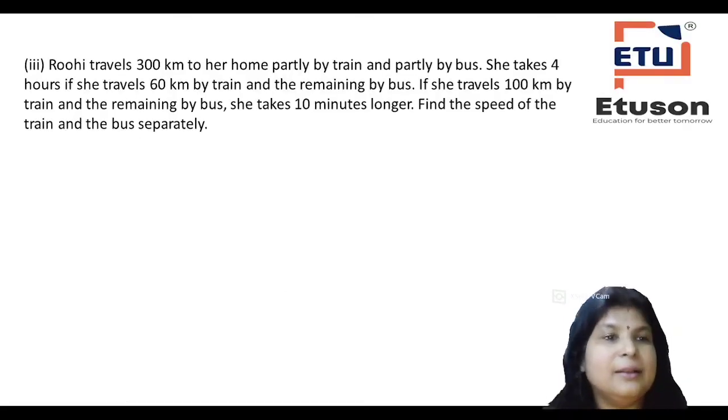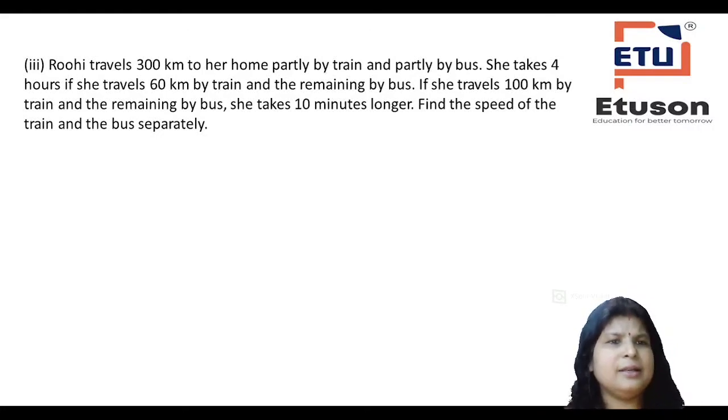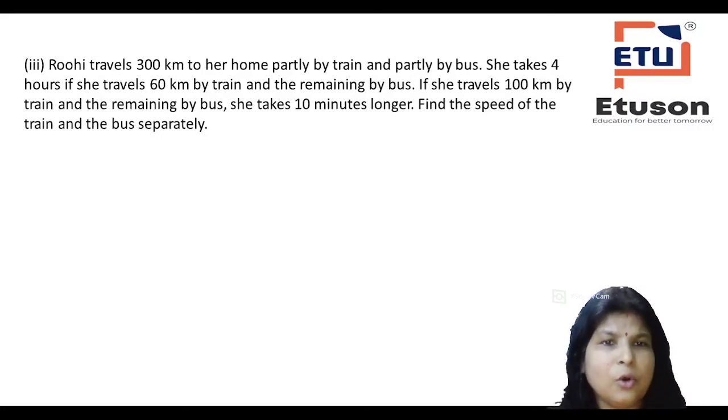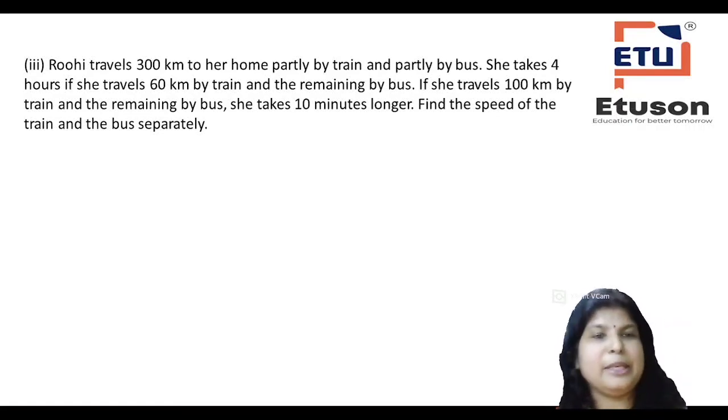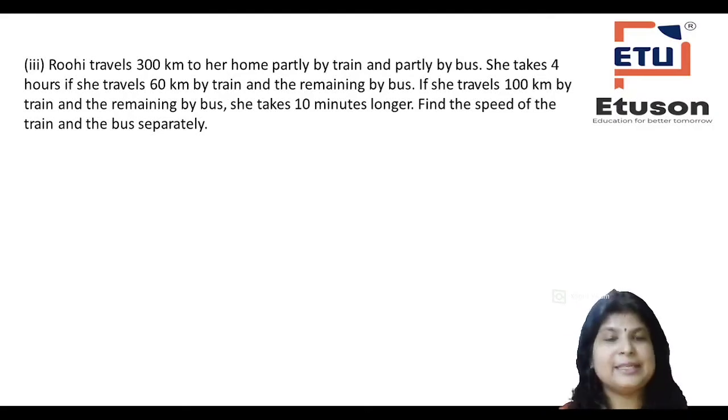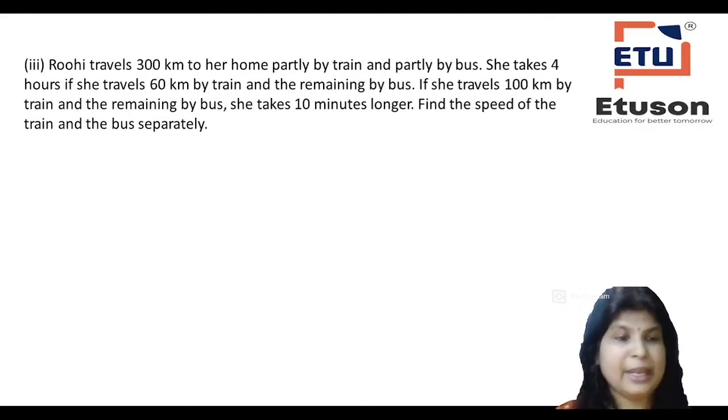That is, Ruhi travels 300 km to her home partly by train and partly by bus. She takes 4 hours if she travels 60 km by train and the remaining by bus. If she travels 100 km by train and the remaining by bus, she takes 10 minutes longer. Find the speed of the train and the bus separately.